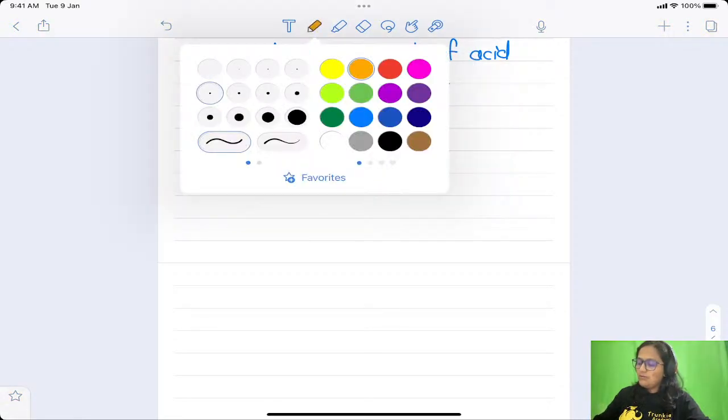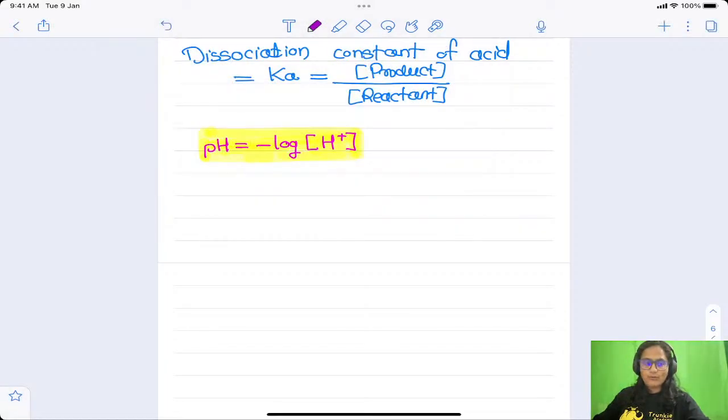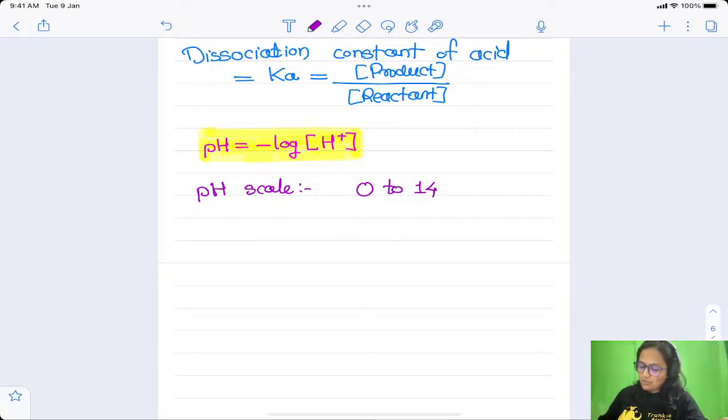Now how to do this calculation part, that also I am going to explain to you. But before that, let me just tell you about the pH scale. We are going to see the question based on this formula, but before that, let us see the pH scale. What is pH scale? The scale which denotes the acids and bases and salts concentration. That scale starts from 0 to 14.